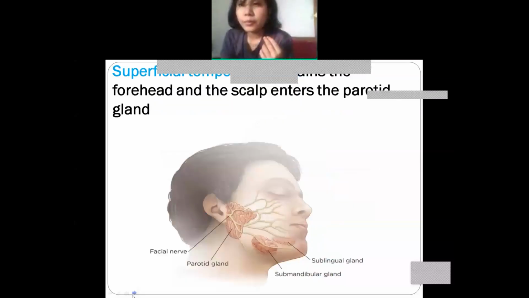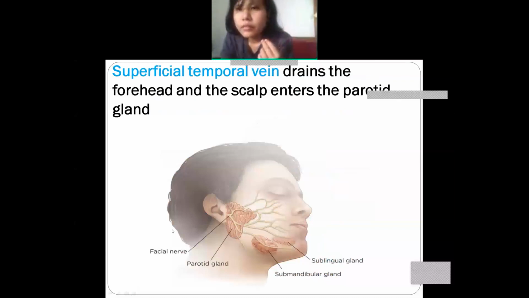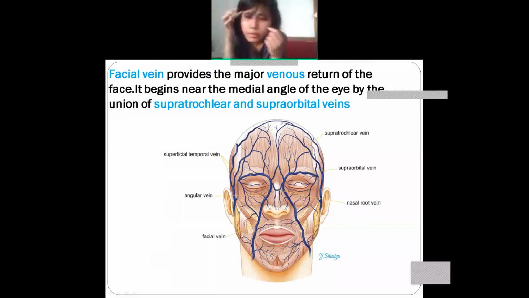So the next is the superficial temporal vein. This one lies here in your temporal area. So it will lie in this area. You will find this superficial temporal vein on both sides, somewhere near your supraorbital vein.